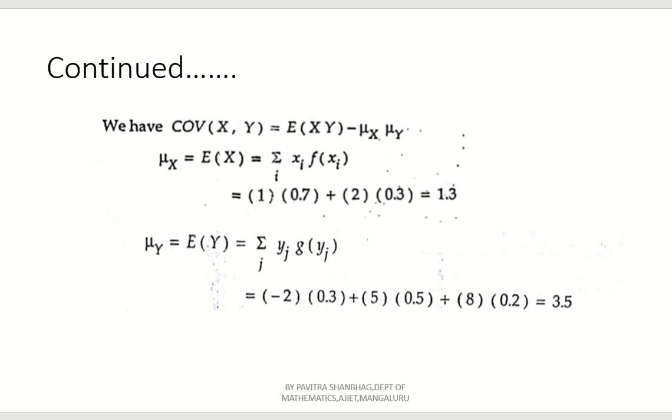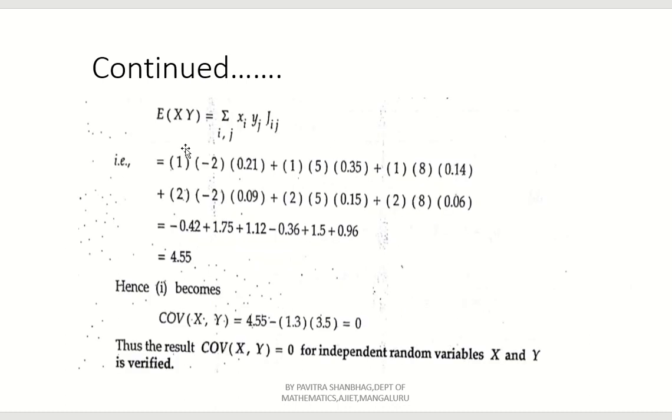Now let us move to the expectation of xy part. What is E of xy? That is summation xi yj into J(ij), right? That is nothing but x1 y1 into J11 plus x1 y2 into J12 plus x1 y3 into J13. Similarly, x2 y1 into J21 plus x2 y2 into J22 plus x2 y3 into J23. Up to how many i and j are present, that much you have to compute.